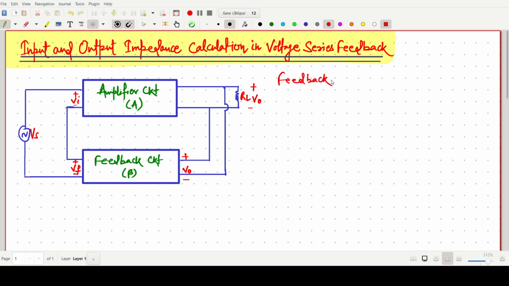I have already derived it, but I am again going to derive the feedback gain, that is our AF. The feedback gain AF is simply V naught by Vs. After that we will derive the input and output impedance. So for the feedback gain, we have to find V naught by Vs. There is an amplifier circuit and a feedback circuit. We are giving input from a source Vs, the input across the amplifier is Vi, and the output we are taking from the amplifier is V naught. This V naught is fed as input to the feedback circuit and we get the output Vf.